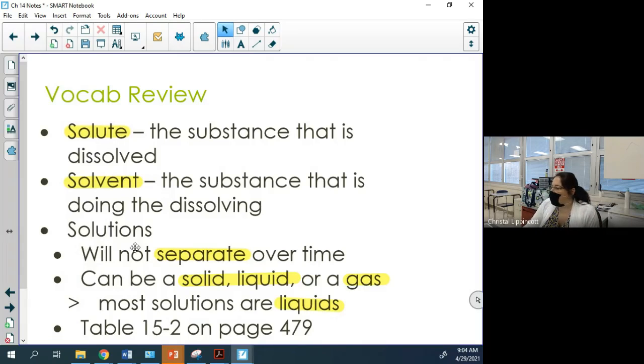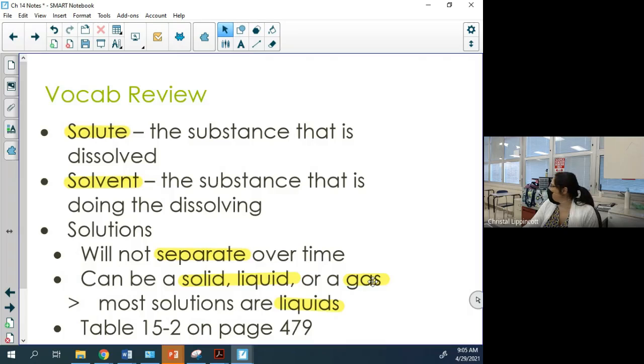All right, these solutions do not separate over time. They can be solids, like our alloys are examples of this, where you have bronze, or brass, so like copper and zinc alloyed together, mixed together, and that's going to create an alloy of brass. Liquids, we can have liquid solutions mixed together, like rubbing alcohol and water. I showed you the demo that Bill Nye did with the alcohol and the water. And then you can have solutions of gases.